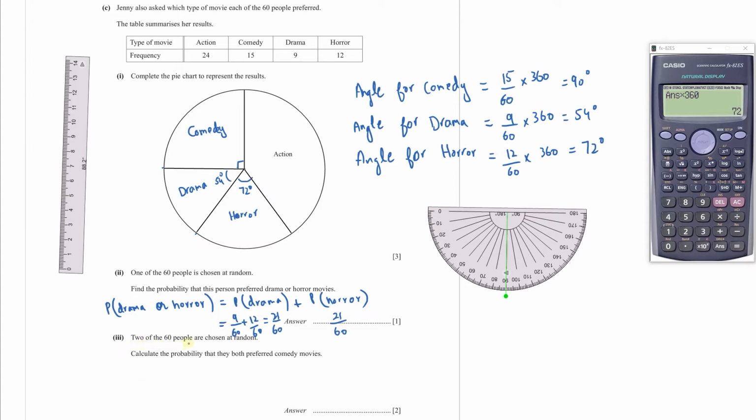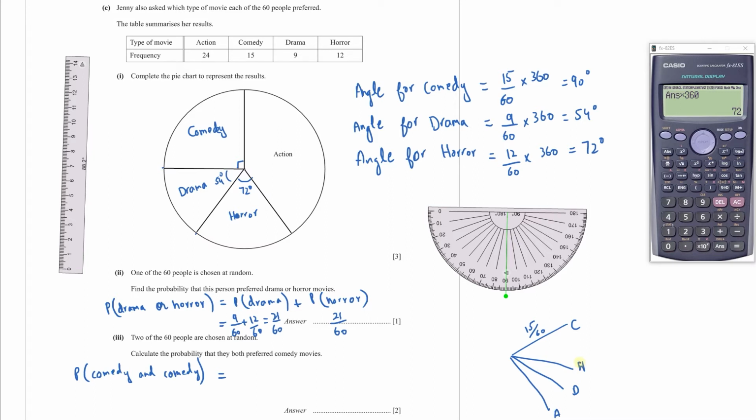Part 3: 2 of the 60 people are chosen at random. Calculate the probability that they both preferred comedy movies. So this is probability of comedy and comedy. 2 people are chosen. So let me explain this through the probability tree diagram. So you have 3 possibilities: comedy, horror, in fact more than 3: comedy, horror, drama, and then action. So what is the probability of picking a person who prefers comedy? It is 15 over 60. So this probability is 15 by 60.